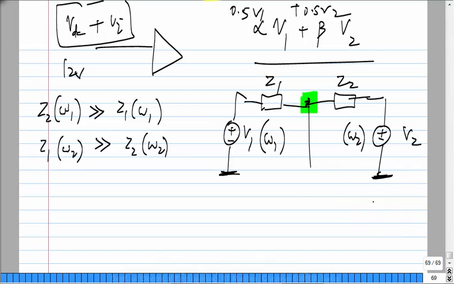Let's look at the particular case now. Let's say V1 is DC. What is omega 1 then? 0. And omega 2 is some number. So what can I use for Z1 and Z2? This means that the DC value of Z2 must be much more than the DC value of Z1, and the omega 2 value of Z1 must be much more than that of Z2. So if Z1 is a resistor and Z2 is a capacitor, this will for sure work.